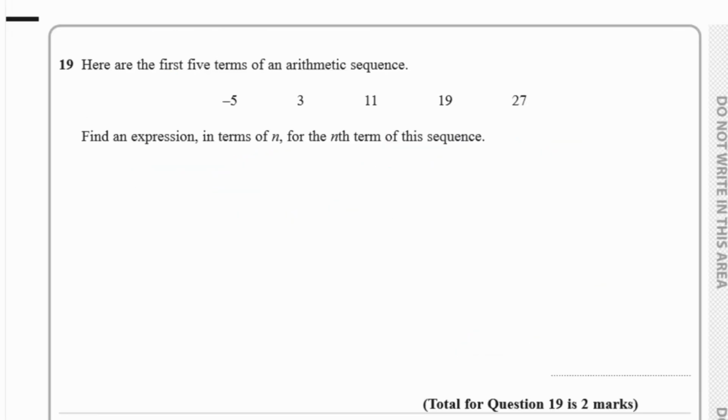Number 19. Here are the first 5 terms of an arithmetic sequence. Minus 5, 3, 11, 19, 27. Find an expression in terms of n for the nth term of this sequence.